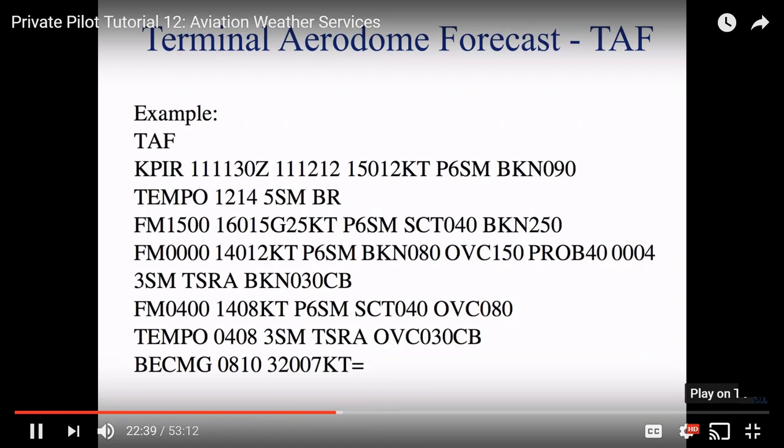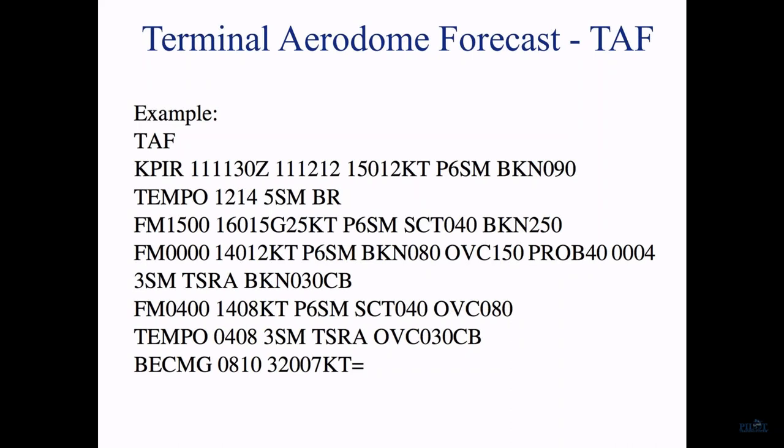A TAF is a report established for the 5 statute mile radius around an airport. TAF reports are usually given for larger airports. Each TAF is valid for a 30-hour time period and is updated 4 times a day at 0000 Zulu, 0600 Zulu, 1200 Zulu, and 1800 Zulu. The TAF utilizes the same descriptors and abbreviations as used in the METAR report. The TAF indicates the following information in sequential order.